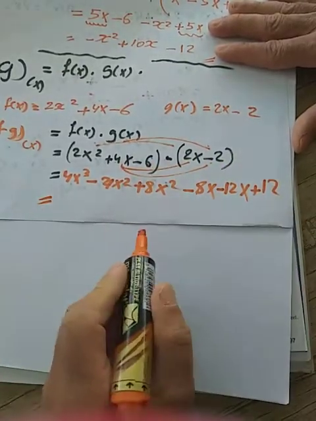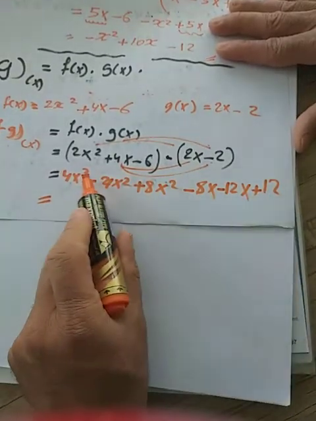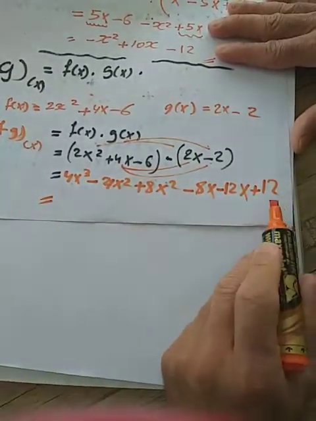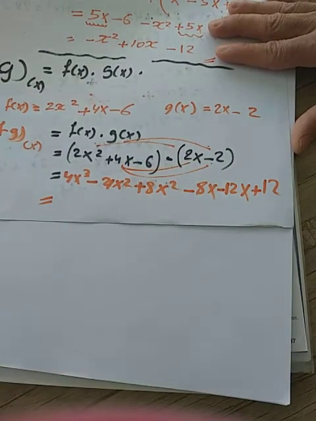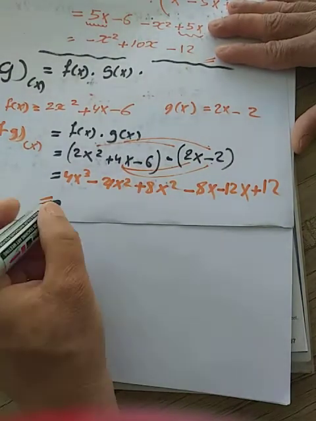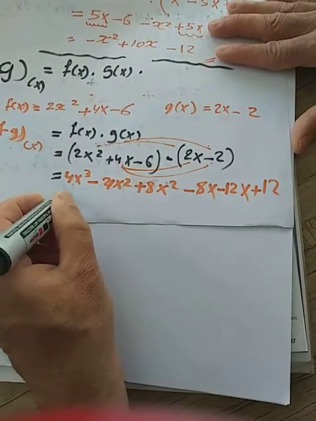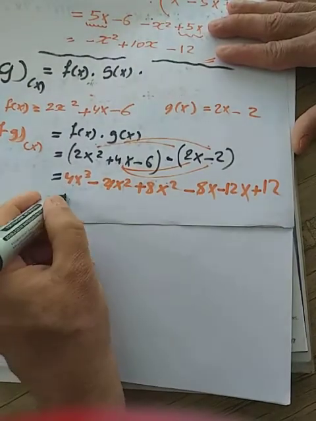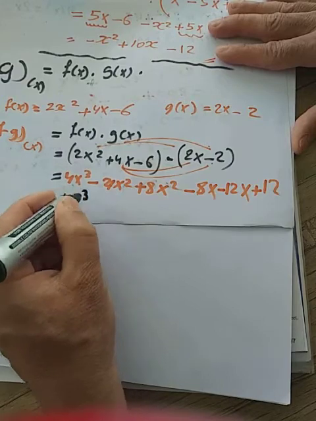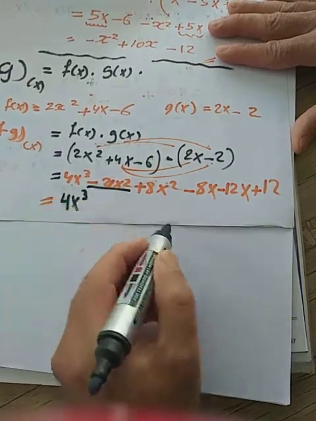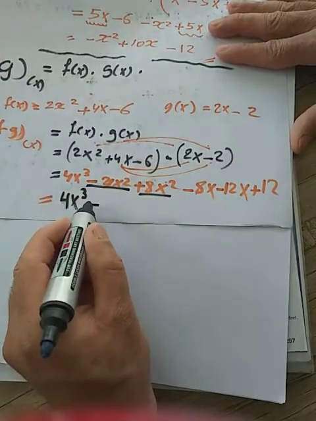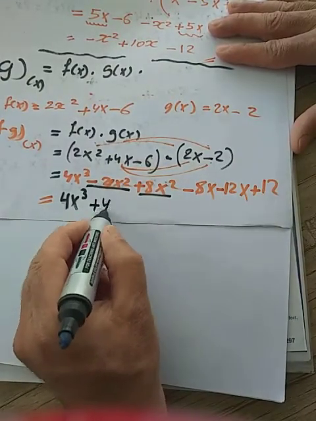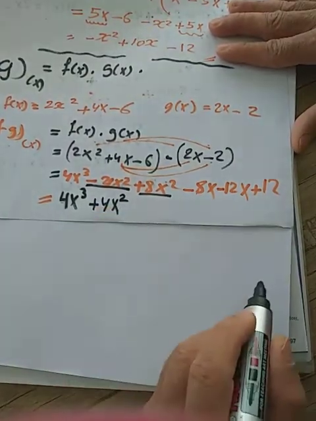Equal to. Look for like terms. The highest power is 3, and this polynomial degree is 3. We don't have another x power 3 like terms. We write it down. 4x to power 3 minus 4x squared, 8x squared plus 4x squared. Simplify.